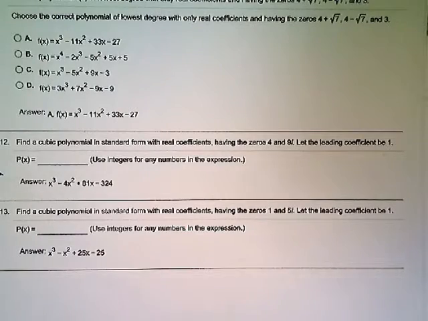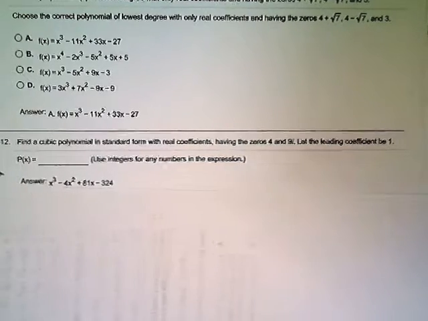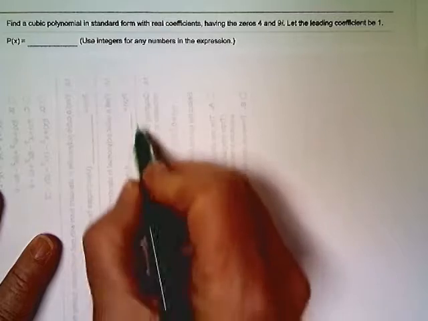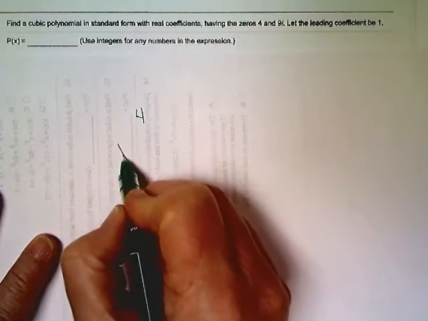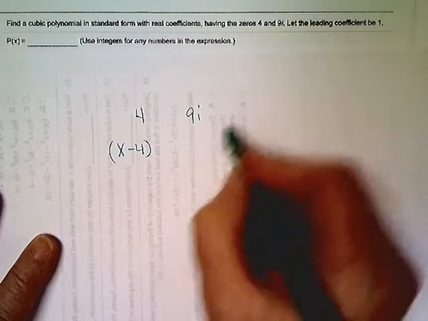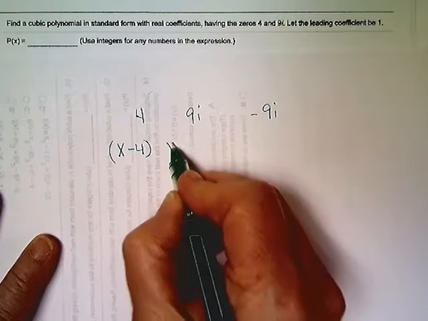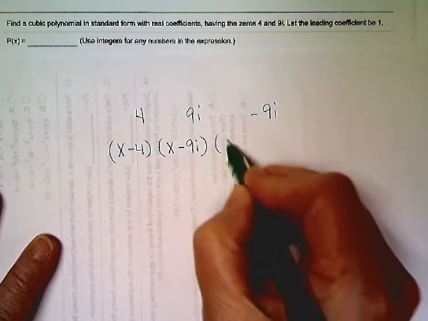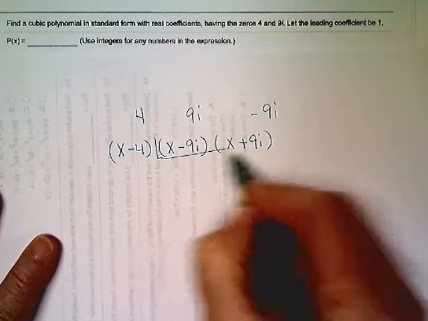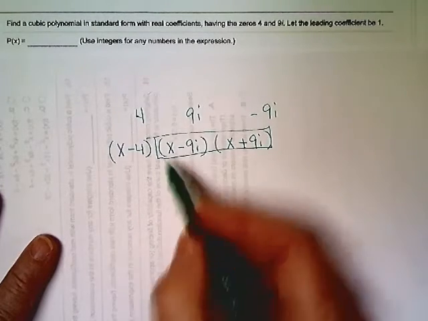Okay, the last one I'm going to work from this section is number 12, and it says to find a cubic polynomial in standard form with real coefficients having the zeros 4 and 9i. Well, if 4 is a 0, then x minus 4 is a factor. If 9i is a 0, so is negative 9i, so x minus 9i is a factor, and x plus 9i is a factor. Now I've got to multiply these together. I'm going to start with this group because it's going to lead me to the difference of squares.